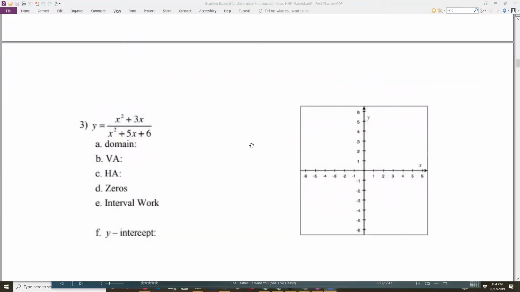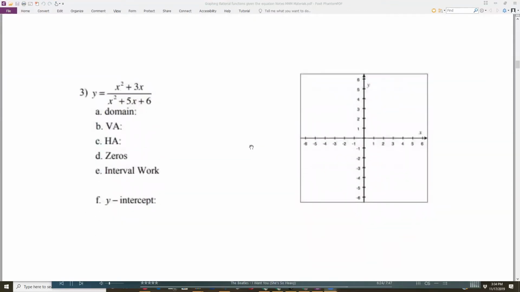If you want, you can stop the video and try it yourself. So I see a bunch of stuff that I need to do some factoring here before I do anything else. I see a greatest common factor of x in the numerator. So I'm going to factor out an x. x plus 3. And then the denominator, I see a quadratic that factors to x and x. And what multiplies to give me positive 6 that adds to give me positive 5? Well, I think it's plus 2 and plus 3.